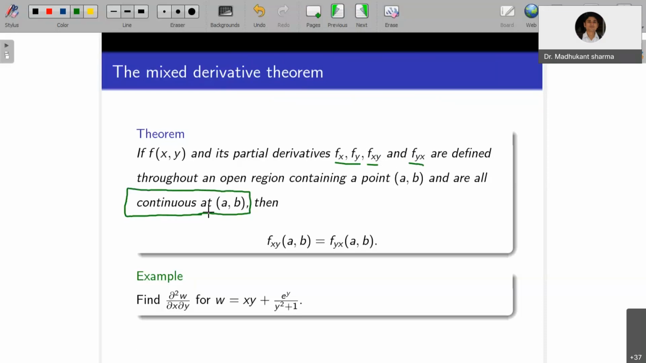Now I'm leaving that point for you to look at in the previous problem we have just now solved: whether the continuity is missed somewhere. Whether fx is not continuous, or fy is not continuous, or fxy is not continuous, which one of them, or which two of them, or all of them are not continuous at that point 0, 0. You can check and verify that easily. That part I'm leaving to you as an exercise, to find where the continuity, or this condition, is not followed.